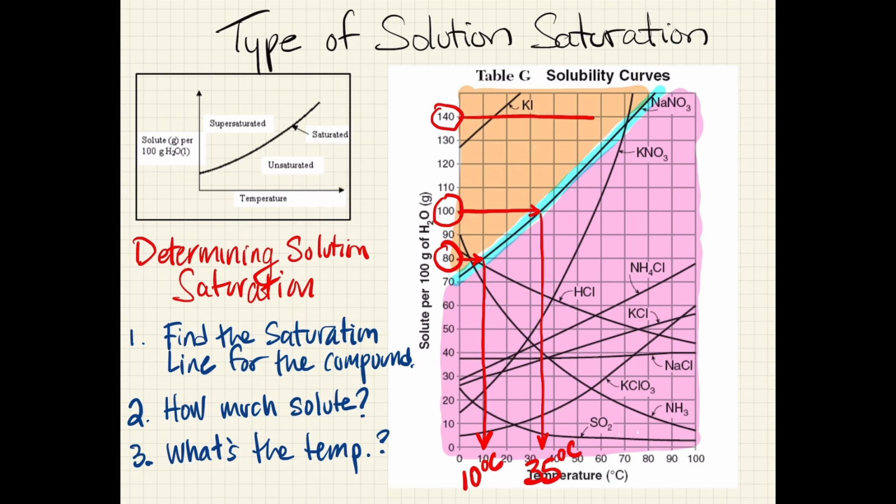But now let's say we want to add even more material into our solution, like 140 grams. If we did that and we traced the line all the way down from the saturation curve, you would see that the temperature of the solution needs to be around 72 degrees Celsius. Because of the different temperatures, different amounts of materials can be dissolved into our solutions.